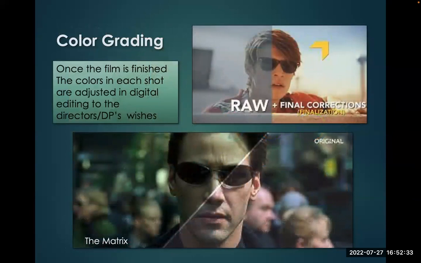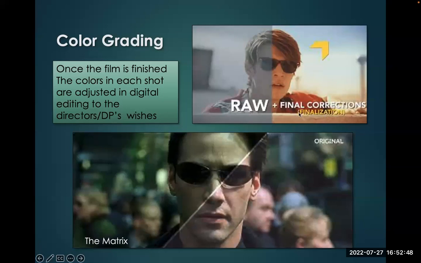So here's an example from The Matrix. So originally they shot it looking like this. So they shot it normal, but when they went into the color grading process, they added this green tone. Okay, so you have raw and then you have final corrections.